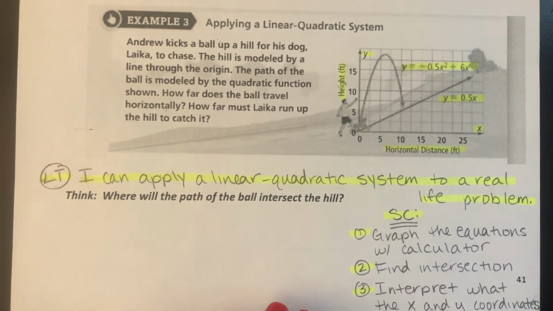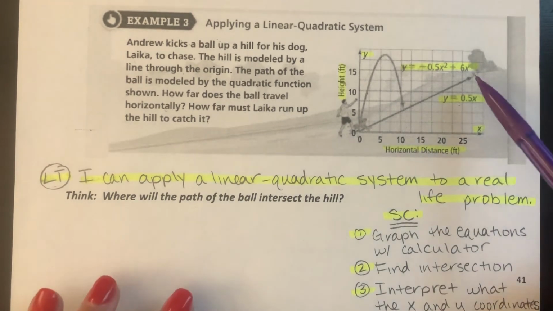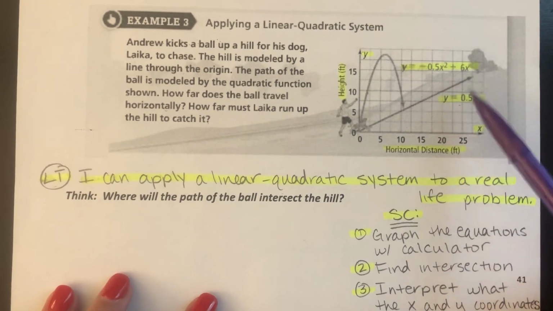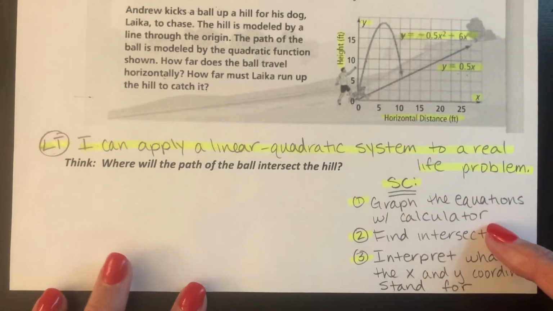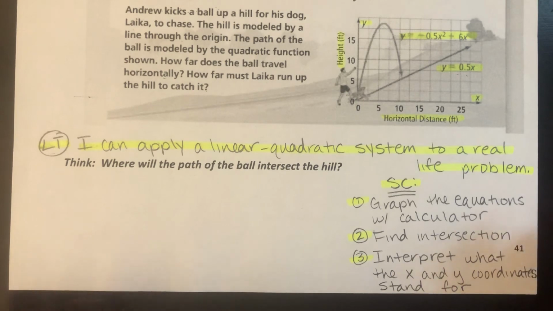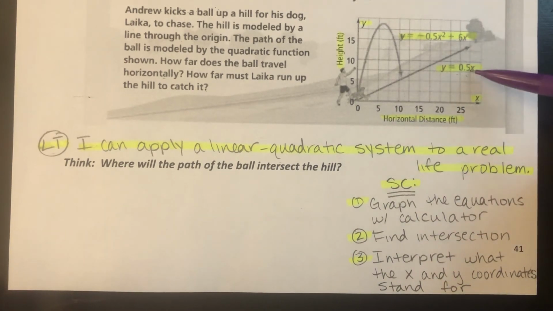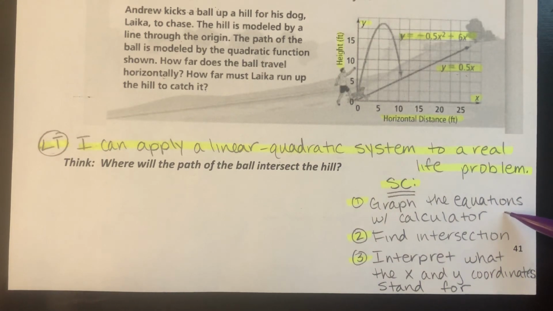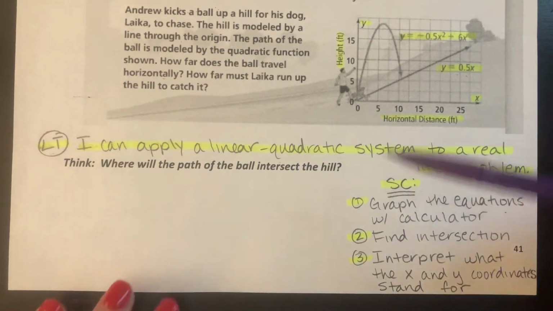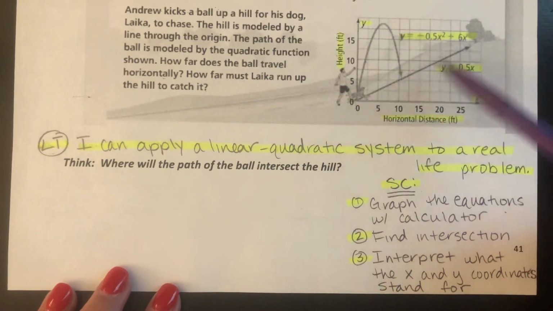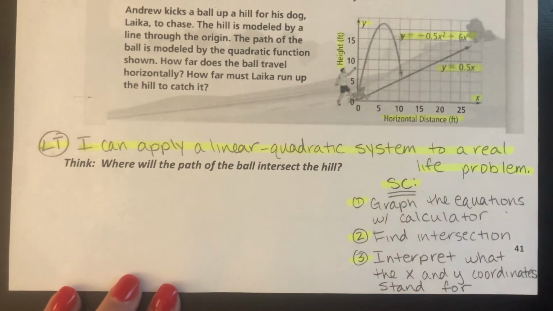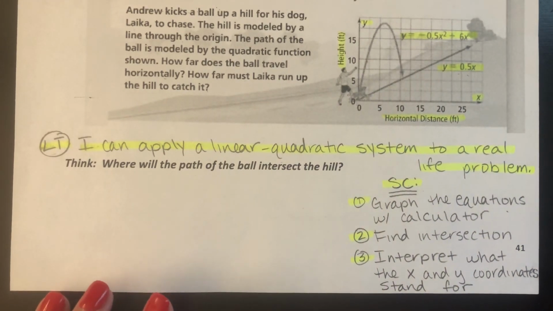We are given two equations. Here is my quadratic equation, and here is my linear equation. To solve this, we are going to do it just like we did the other problem. We're going to put these two equations into our graphing calculator so it will graph it for us. You should get a picture that looks just like this diagram here. So go ahead and do that. Pause the video if you need to.